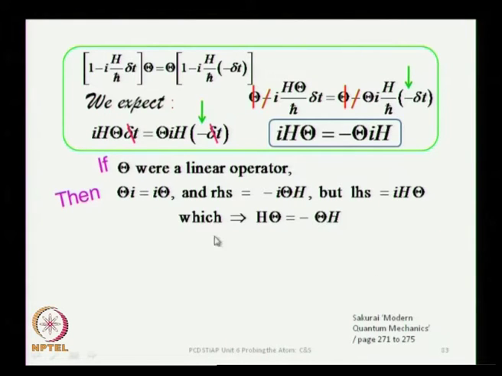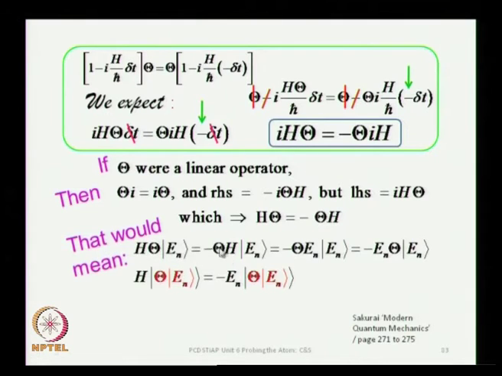So, this is what we are led to by assuming that theta is a linear operator. Then let us take this result and operate by the operators on the left side and the right side on an arbitrary state which is an eigenstate of the Hamiltonian. So, H theta operating on an eigenstate of the Hamiltonian, let us say the nth eigenstate, would give you minus theta H operating on the same state, right. Now, En is an eigenstate of H, so En is the eigenvalue, and En is a real number.